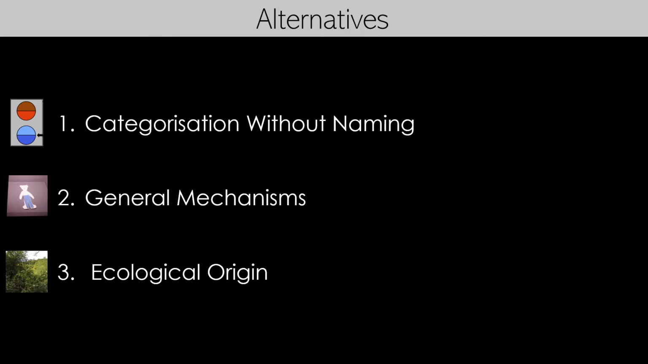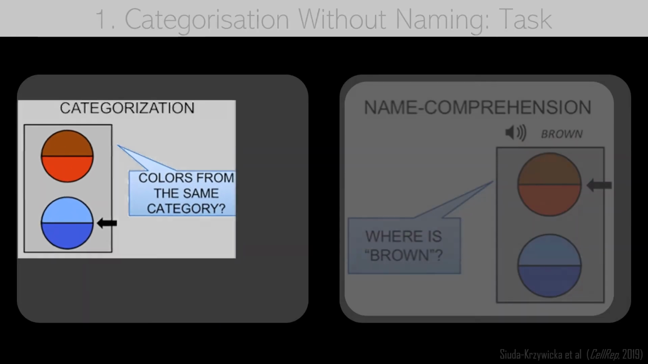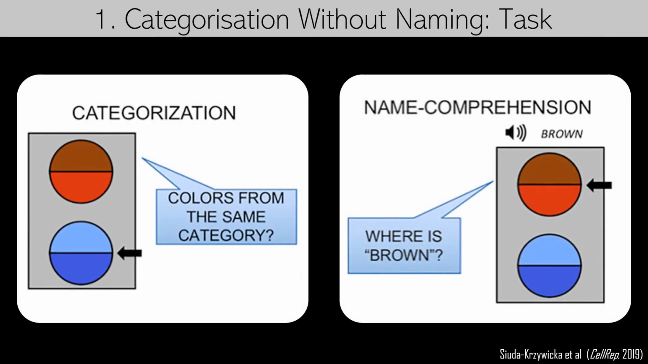Based on some recent studies, I would like to argue for three alternative approaches. First, that categorization is neither bound to perception nor to naming. We developed a new task to disentangle categorization and naming. In the categorization version of the task, observers had to pick the circle that contained colors from the same family. And in the naming version of the task, observers picked the circle that contained a named color.